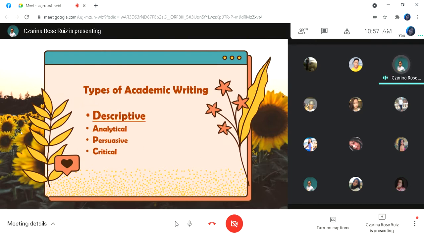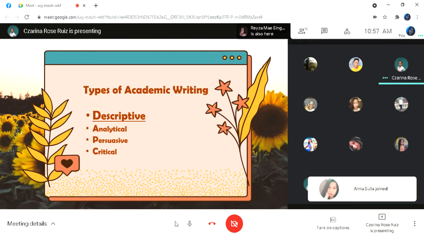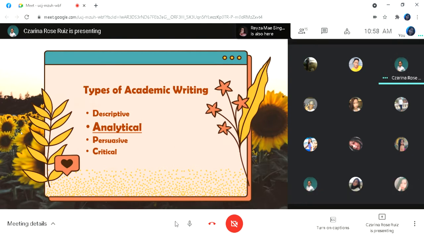So, the descriptive writing is the simplest type of academic writing. Its purpose is to provide facts or information. And an example for descriptive writing would be a summary of an article or a report of the result of an experiment. For the analytical writing, it is often called for university level.